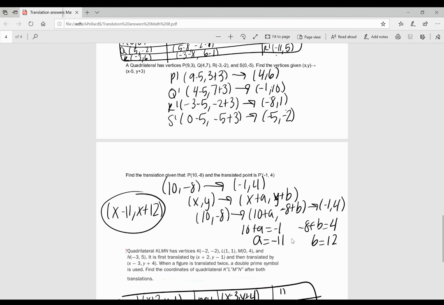So we know that 10 plus a equals negative 1, negative 8 plus b equals 4. Subtract 10 over, and we get negative 11. Add 8 over, we get 12, and put them back up here. So we'll have x minus 11, y plus 12, and this should be a y. That would be your final answer. Make sure you have this as a y.